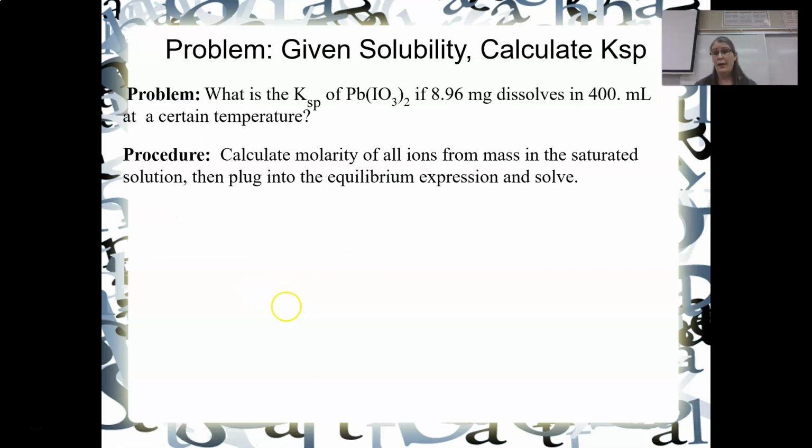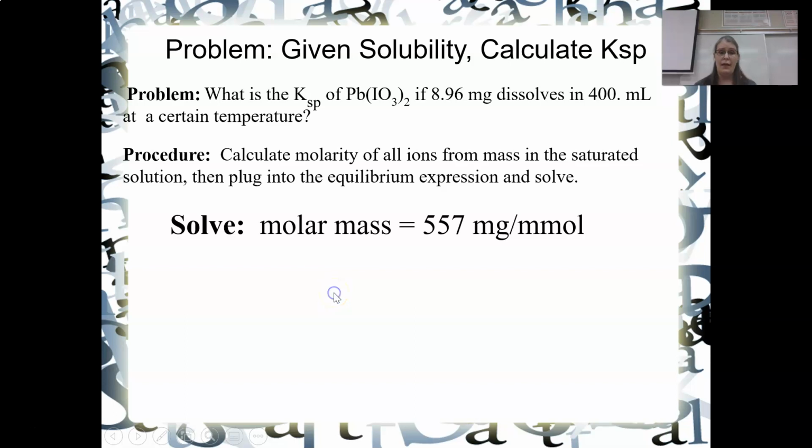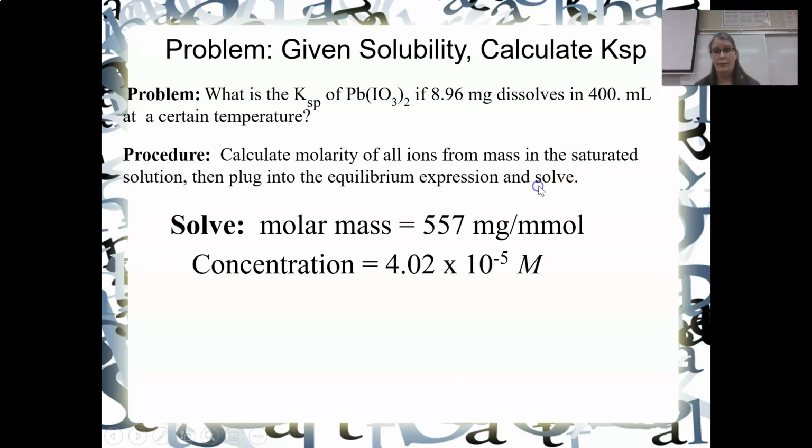So I am going to add up all of the ions in lead iodate. It is about 557 milligrams per millimole. So if I take that 8.96 milligrams and divide that by 557, that's going to be a very small number of millimoles, which I would divide by my 400 milliliters, because millimoles over milliliters is molarity. And I get that that's about 4.02 times 10 to the minus 5 molar. This is clearly not a very soluble salt.